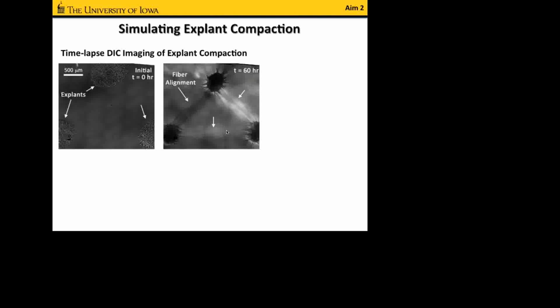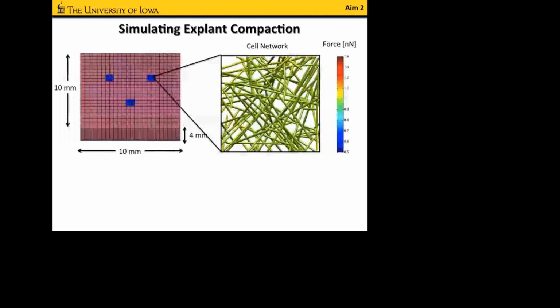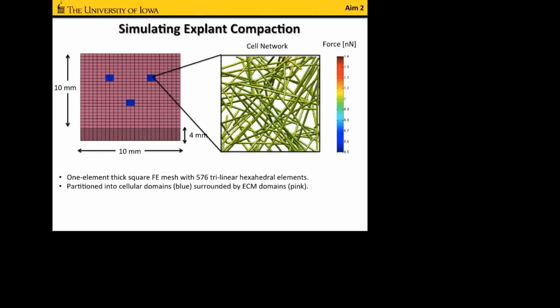So what we've got here is a 1-element thick finite element mesh that's got 576 trilinear hexahedral elements. And what we are doing here is partitioning the model into 2 different types of domains. We've got cellular domains, which you can see as the blue regions here, and then the pink represents the fiber network extracellular matrix domains. And we're treating both of these the same way as the same 3-dimensional fiber networks that I showed you in the simulations from previous work.